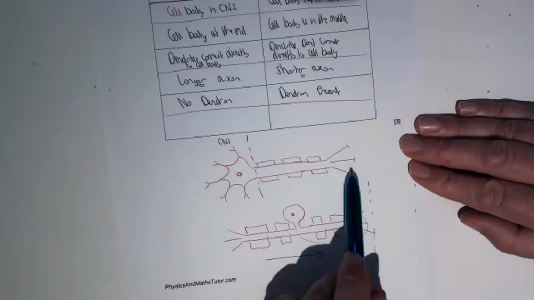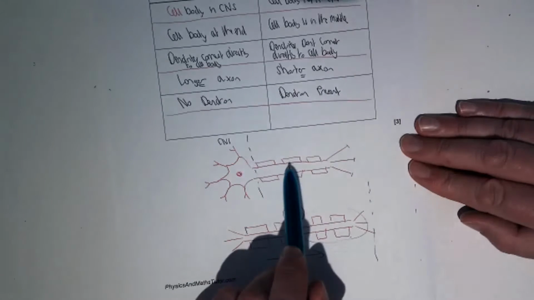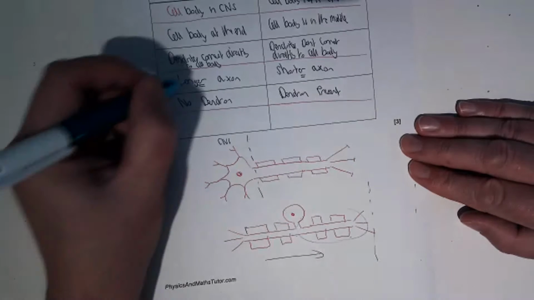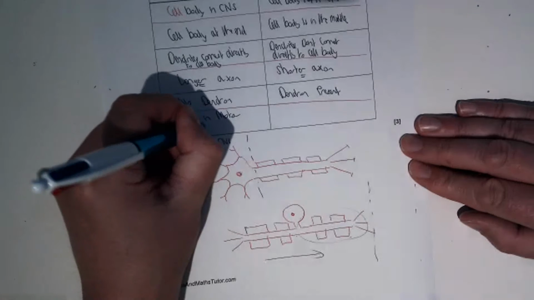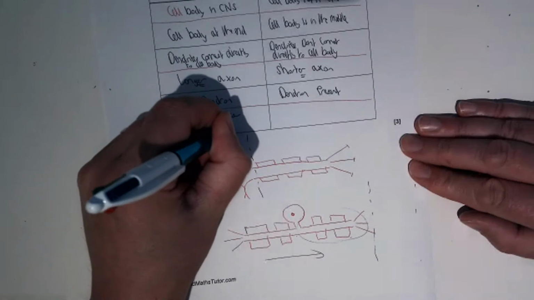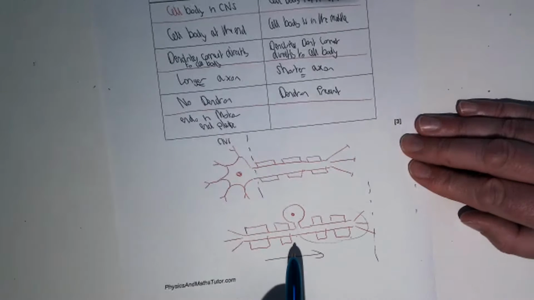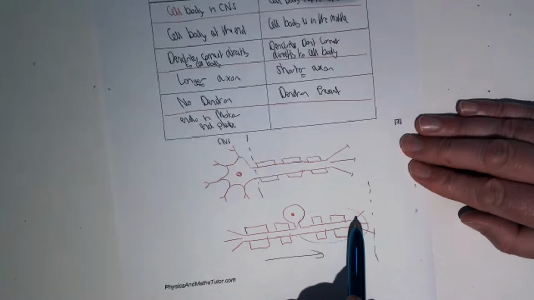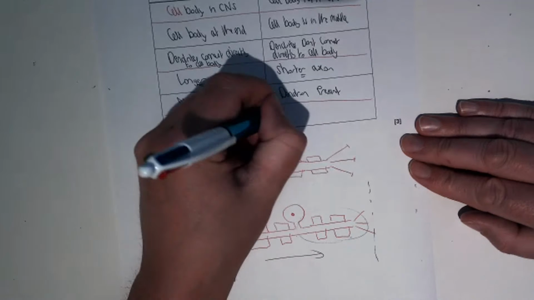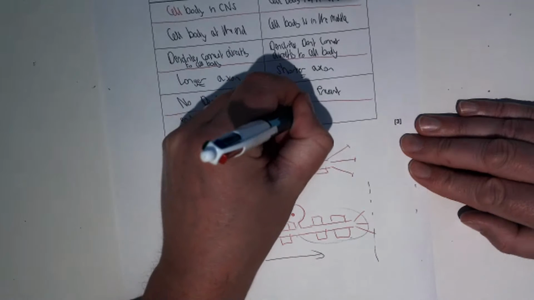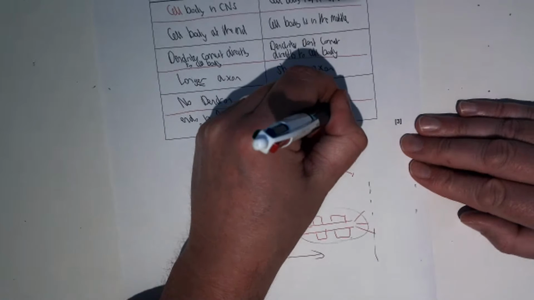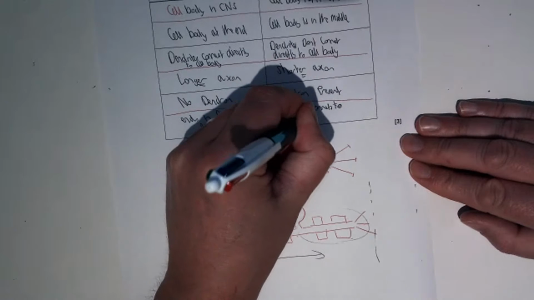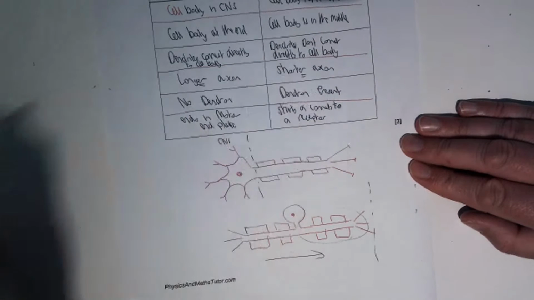And the final one: the motor neuron ends in a motor end plate. Whereas the sensory neuron starts and connects to a receptor in your sensors.